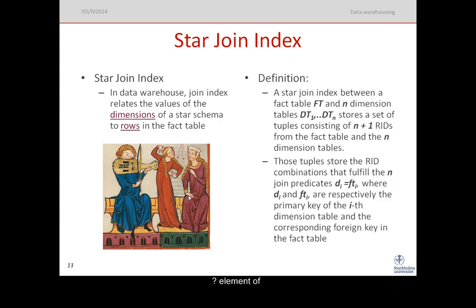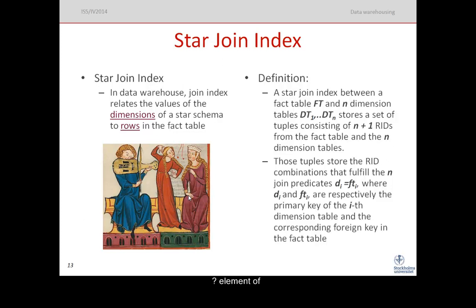A star join index is especially useful when we make our star join schemata, because when we have a star join schema, we will have one fact table and then several dimensions around it, right? So a star join index is doing the same thing as a join index, but with more than just two tables. It provides an index for which fact table rows are connected with all of the dimensions.